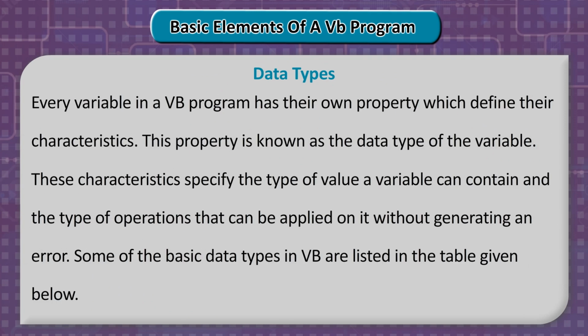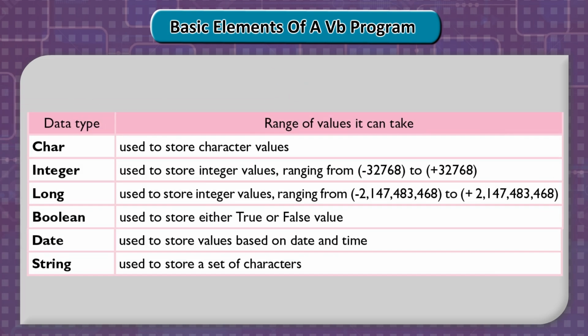Data types. Every variable in a VB program has its own property which defines its characteristics. This property is known as the data type of the variable. These characteristics specify the type of value a variable can contain and the type of operations that can be applied on it without generating an error. Some of the basic data types in VB are listed in the table given below.